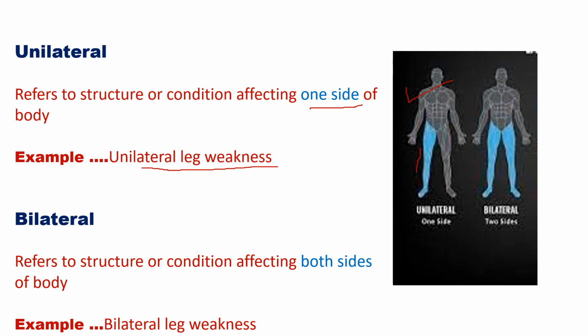Bilateral. Bilateral refers to a structure or condition that affects both sides of the body. As in this picture, both right and left legs are highlighted, so it is bilateral. For example, bilateral leg weakness. This term is also used in neurology. It means both legs, right and left, are affected.